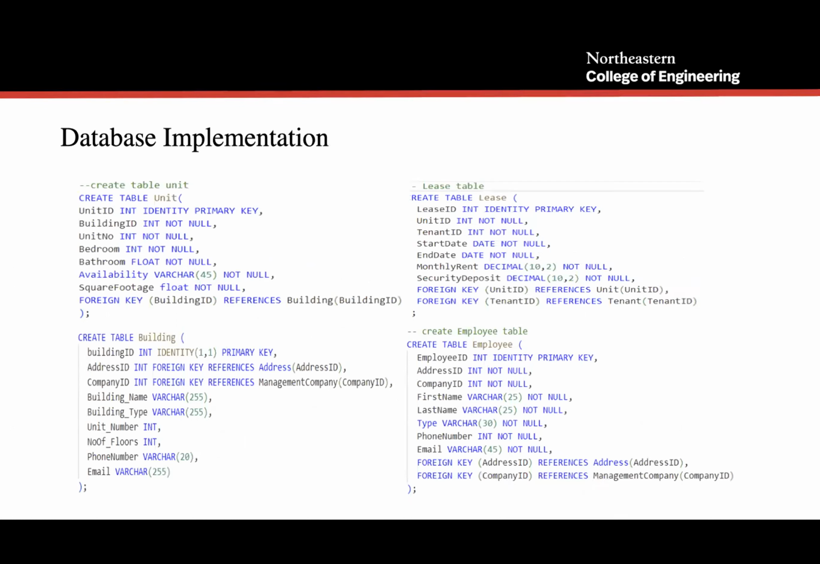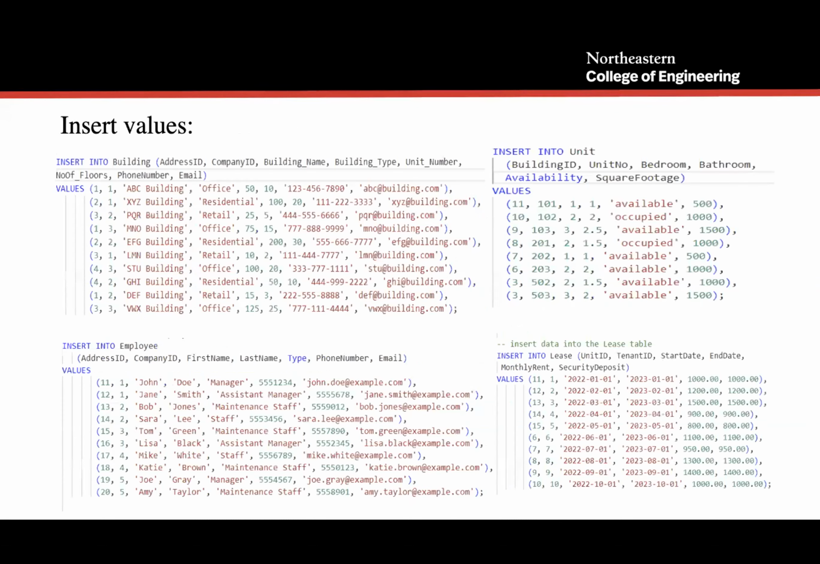Hello guys. Now I'm going to talk about the database implementation. In total, we have 17 entities, so we implemented 17 tables, one for each of them. The DDL statements to implement a few of them can be seen on the screen. Next slide, please. We have used insert into for inserting data into the tables. We have added at least 10 rows for each of them, as shown in the slide. Next slide.